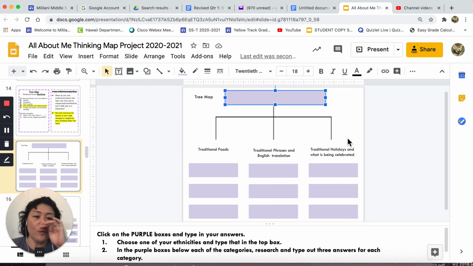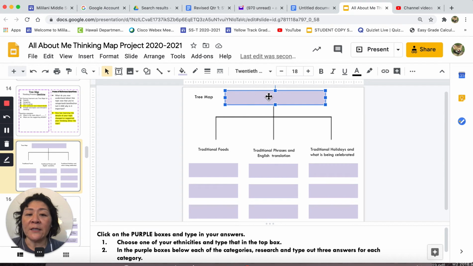So if you are Swedish, part Swedish, even if you're just a little bit Swedish, you can choose Swedish. If you're Vietnamese, you can choose Vietnamese. If you're African, you can choose African. If you are Spanish, Hawaiian, Micronesian, Mexican, and anything, whatever you are, you can choose that, even if you're just a little bit of it. Because you're going to have to do a little bit of research for this thinking map.